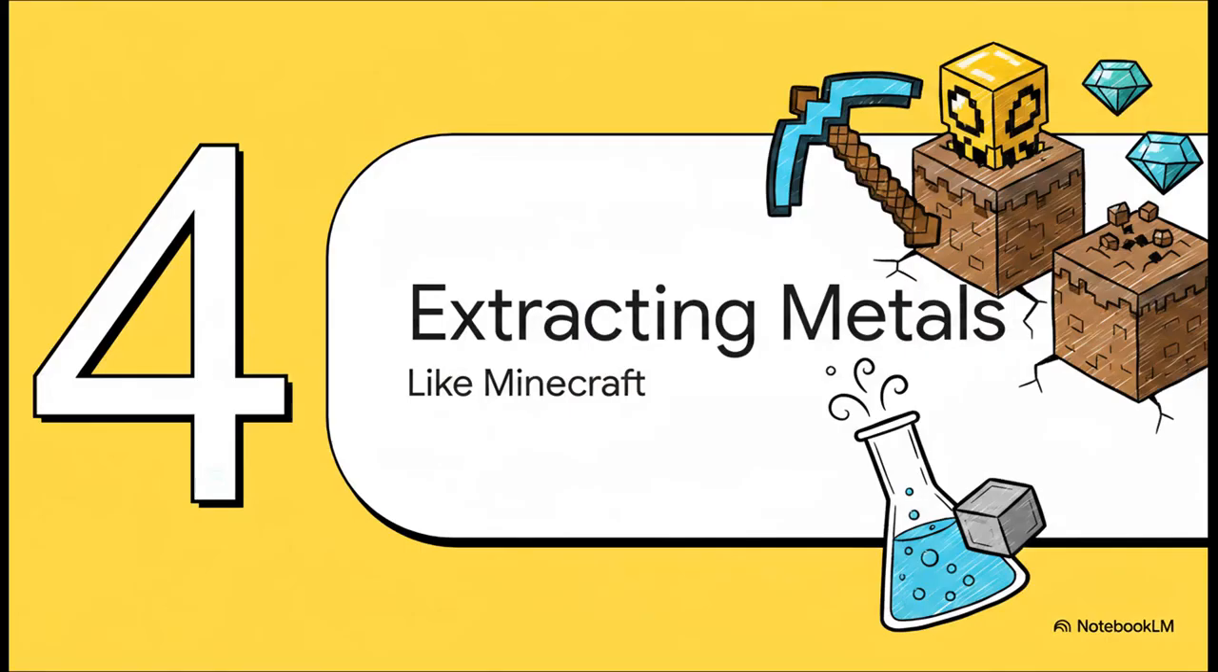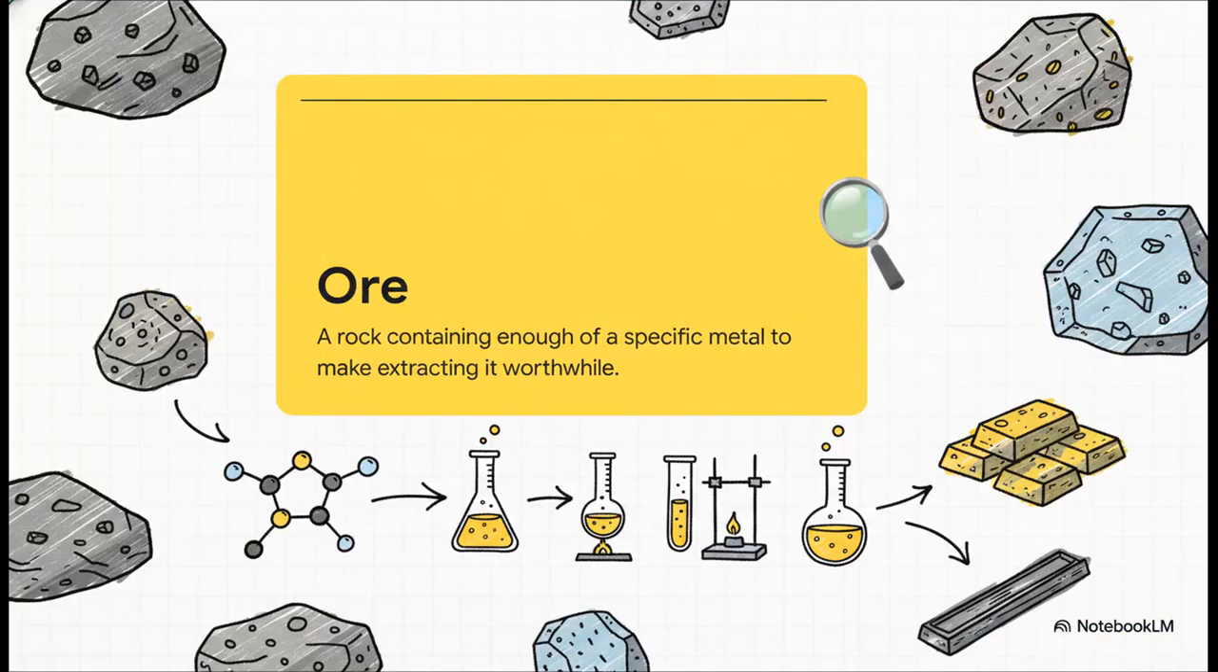Part 4, extracting metals, exactly like you do in Minecraft. What's really brilliant here is that we use that exact same dance floor logic to dig valuable metals out of the ground. Most metals in the Earth's crust aren't just sitting there pure and shiny. They're trapped inside rocky compounds called ores. An ore is simply a rock containing enough of a metal to make extracting it worth the effort. And we have to use chemistry to break them free.